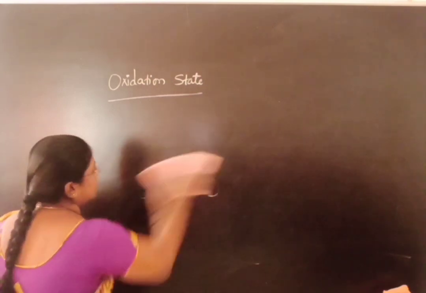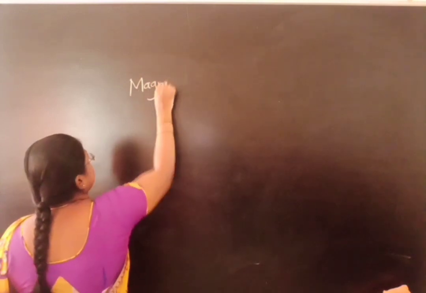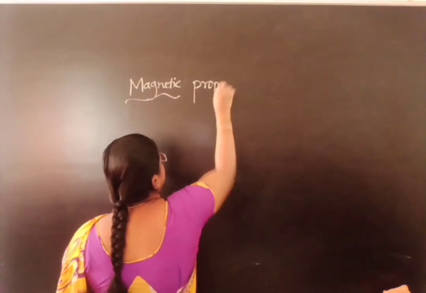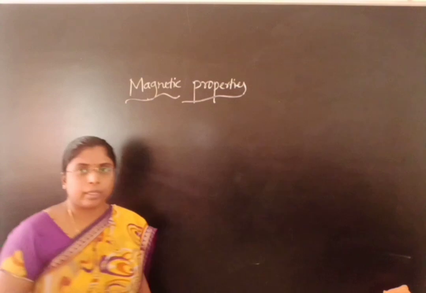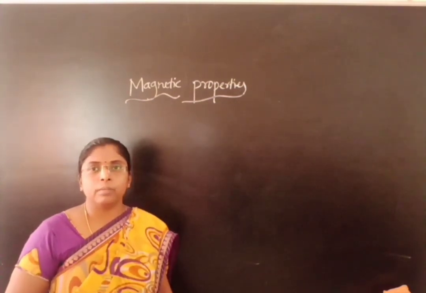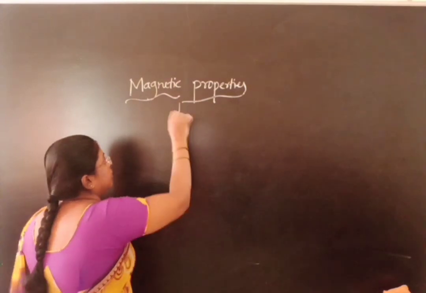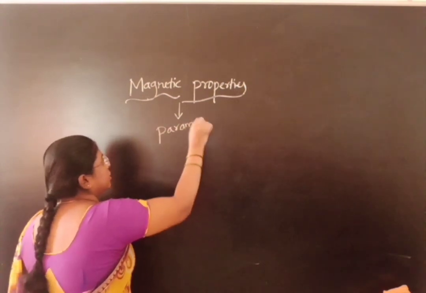After the oxidation state, next comes the magnetic properties. The d-block elements exhibit magnetic properties. Generally, most are paramagnetic elements. Even though it exhibits diamagnetism also, the maximum is paramagnetic in nature.